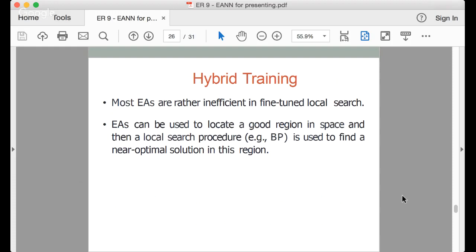Hybrid training. Most EAs are rather inefficient in fine-tuned local search. EAs can be used to locate a good region in space, and then a local search procedure is used to find a near optimal solution in this region.